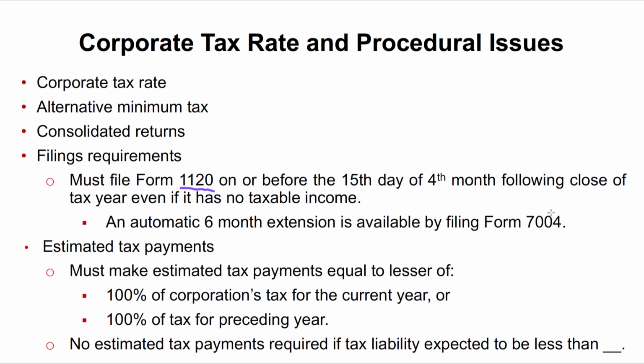This is an extension to file, not to pay. You still have to pay on time. This is an extension to file. Speaking of paying, estimated tax payments: corporations, just like individuals, must make estimated tax payments quarterly. They must make estimated tax payments equal to the lesser of 100% of the corporation's tax for the current year or 100% of tax for the preceding year. And no estimated tax payments are required if tax liability is expected to be less than a certain amount. That amount fluctuates. It's been $500. It's been different amounts. Check that amount, but just note that that's an issue.